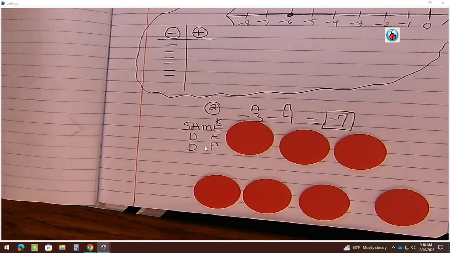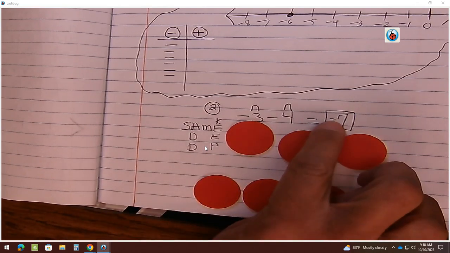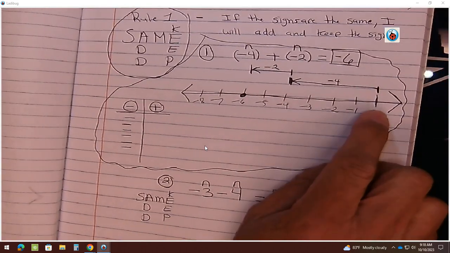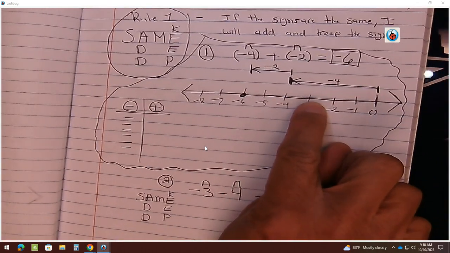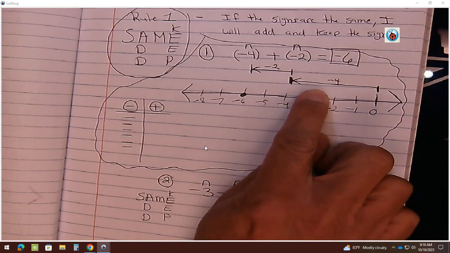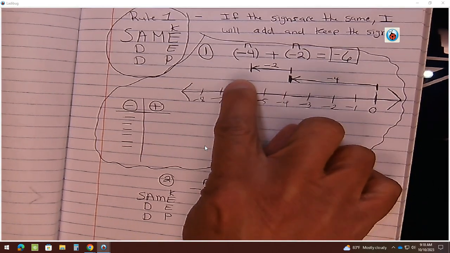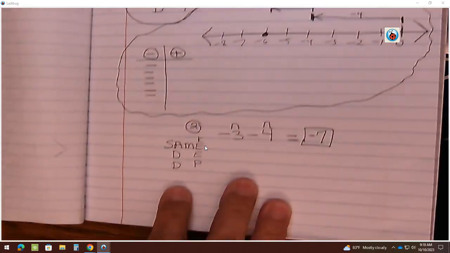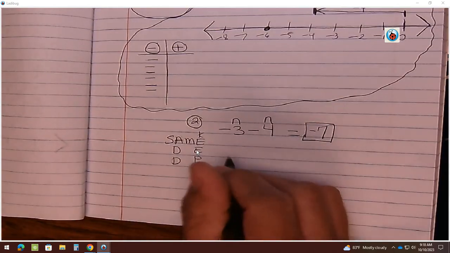How much do we have? 7. And they're all colored what? Red, which makes it what? Negative. In the number line, it will work this way. 1, 2, 3, right? And then 4 more. 1, 2, 3, 4. So where did you land? -7. Okay, questions? Let's draw one quickly here.